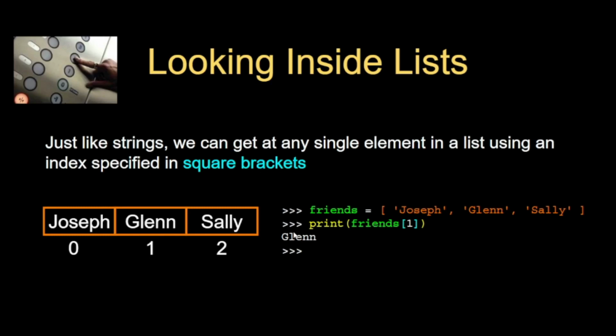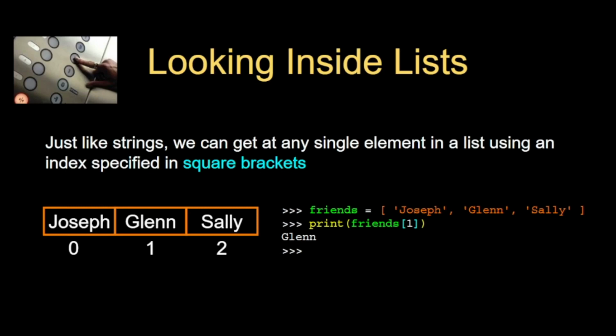Or if we want to access the element Sally, what we can do is just friends of index 2, then we'll get a reference to Sally, and therefore we can print that. Okay, so this is how indexing happens inside a list. You can access each and every value inside a list by just referring to that list with a particular index number. Okay, so that was it.